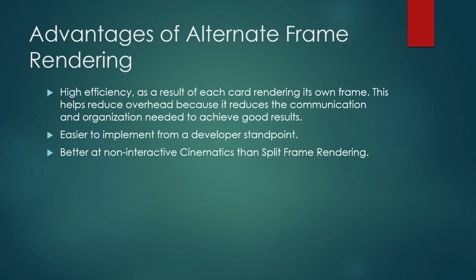Now there are some advantages to alternate frame rendering, and that's that it's highly efficient because of each card rendering its own frame. They don't really get in the way of each other. There's less overhead because they don't have to communicate as much, and there's less organization needed because they're kind of doing their own thing. And it's easier to implement from a developer standpoint because it's pretty simple, using SLI or Crossfire. And it's really good at cinematics that aren't very interactive, more so than split frame rendering, because once again, input lag isn't really a problem if you're not playing or if it's not that big of a deal.